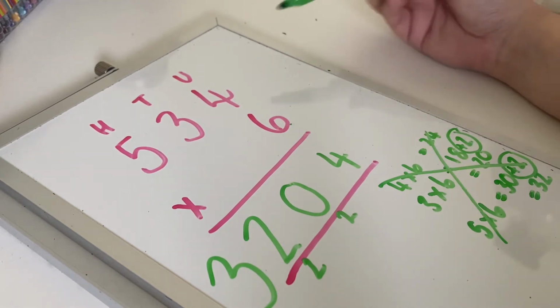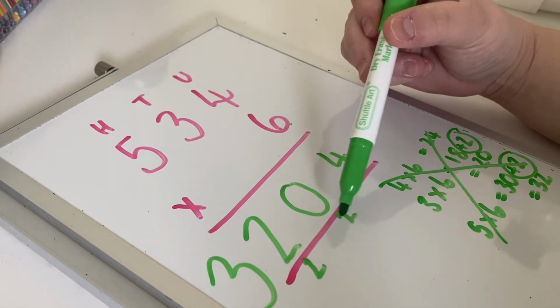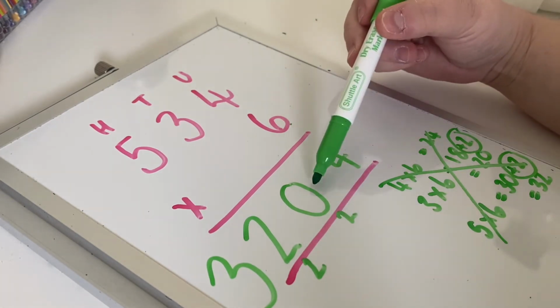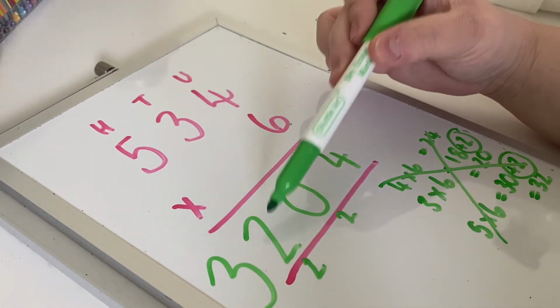So yeah, just to clarify, 4 times 6, 24. 3 times 6 was 18, plus the 2 underneath, which made 20. 5 times 6 was 30, plus the 2 underneath, which is 32.